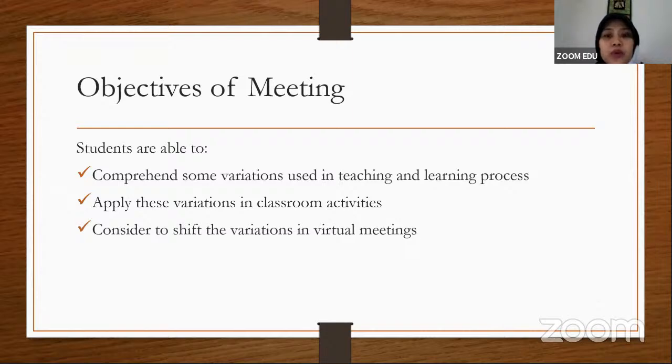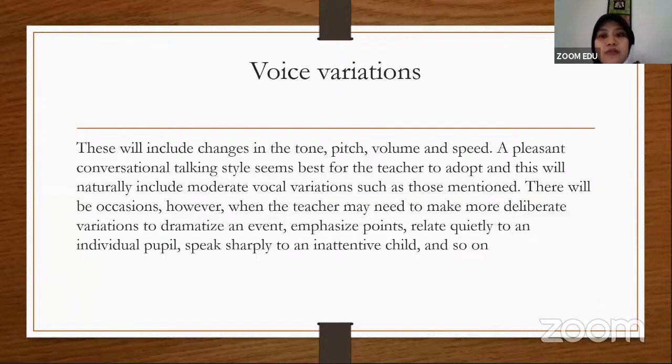In this meeting, we are going to focus on these variations in regular or direct meetings. But because this is the pandemic era, you have to think about these variations being implemented in virtual meetings, whether in asynchronous or synchronous mode. And what are these variations? Some variations will be deliberately explained in this meeting. The first one is voice variation.